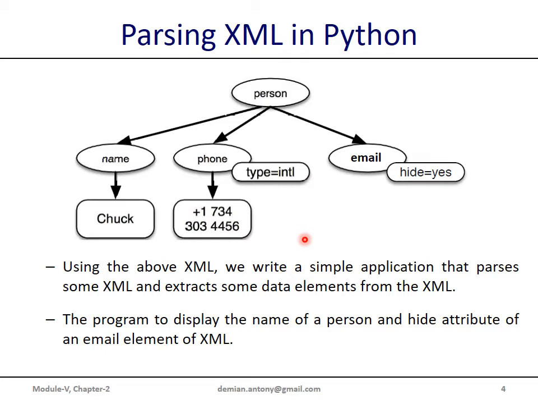Using this XML, we can write an application which parses the XML elements or tags. Also, we can write a program to extract the text which is found within the element, and also the values of attributes. Let us take up one example program to display the name of the person, and also the attribute hide of our email. We will use Python as a language to illustrate the simple XML processing.